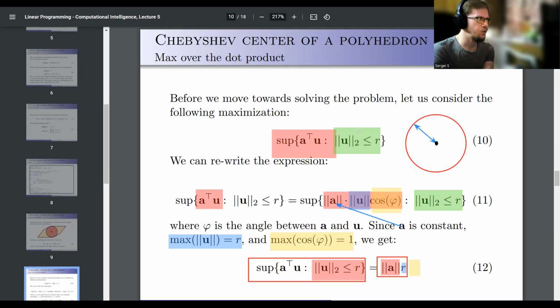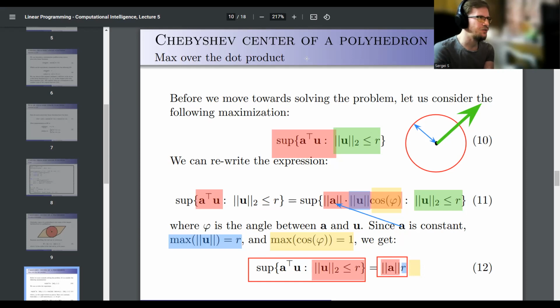So the maximum dot product that you can have, in the direction of A. The direction of A, as usual, I show as a big green arrow. So this is the direction in which the dot product is taken. So the maximum that you can have is norm of A times R.